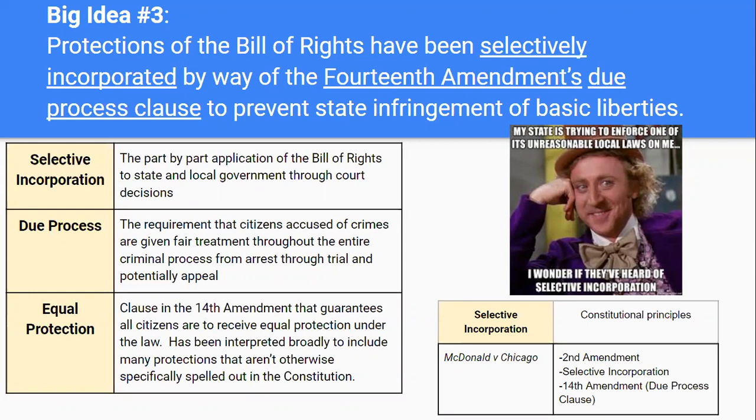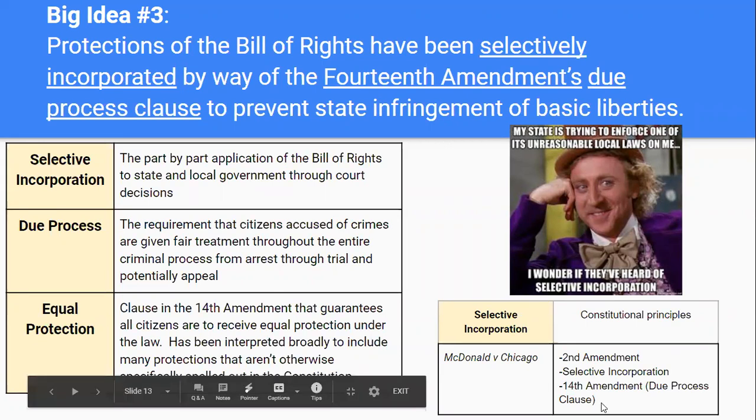And the main argument here was McDonald wanted protection. He wanted to protect himself from break-ins, which were very common and rampant throughout his neighborhood. So he didn't feel like a shotgun was necessary. He wanted a handgun to defend himself. So that was the issue there. Questions about that?